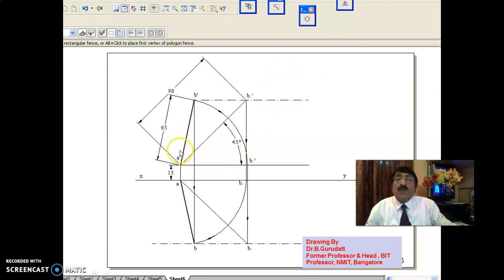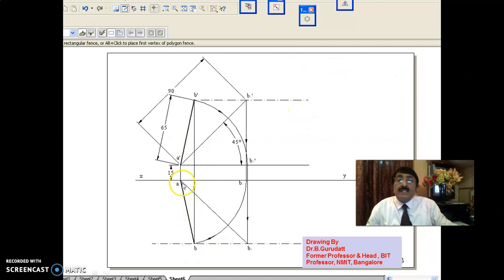Alpha is the front view inclination or apparent inclination with respect to HP. You write whatever is the angle, maybe 66 degrees or 67 degrees. You write alpha is the front view inclination of the line with respect to HP. In that way, this is beta, no? Beta is the top view inclination or apparent inclination of the line with respect to VP. Okay, this is alpha, the front view inclination or apparent inclination of the line with respect to HP, right?